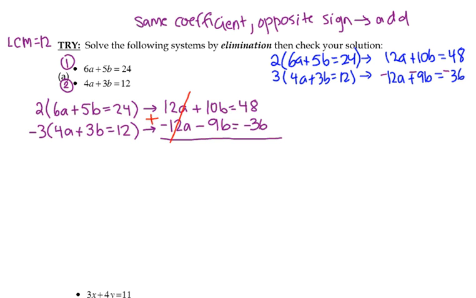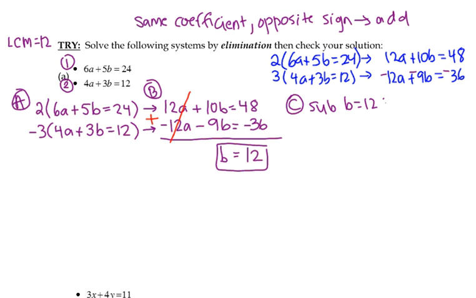Just 1, 1b. 48 plus negative 36, 12. Done. Love when that happens. b is 12. Now, so we multiplied everything, then we added or subtracted. Now our next step, sub b equals 12, choose an equation. Let's just go into 1, check with 2.